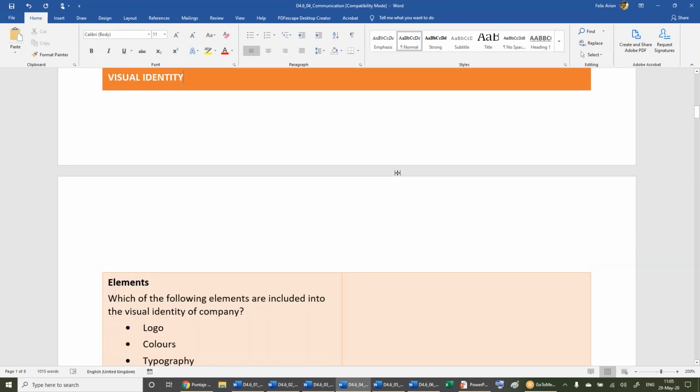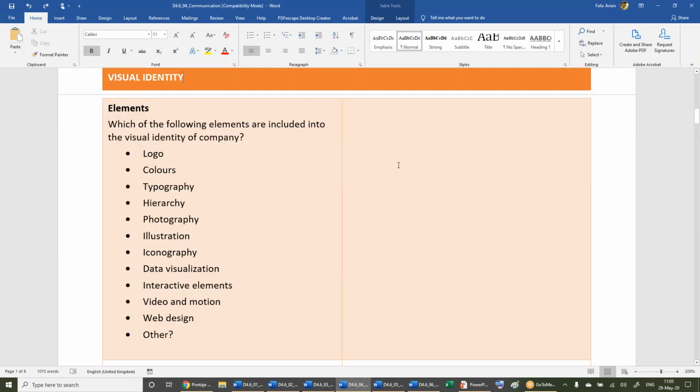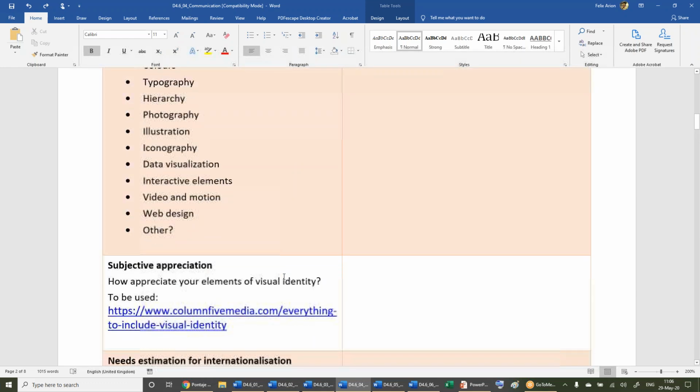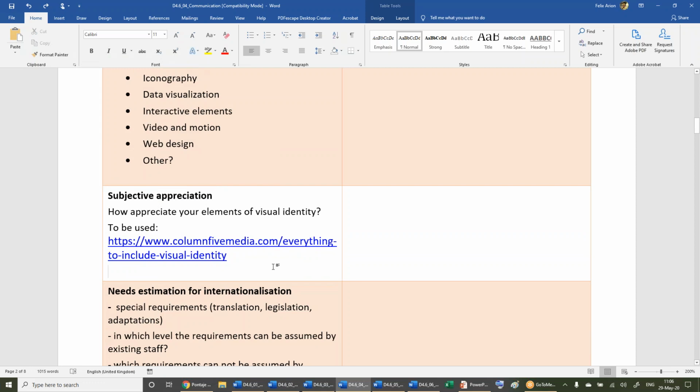So if you are starting with the visual identity, firstly, you have to look at your company and see which of those elements you already created and are clear and recognized on the market, meaning logo, colors, typography, photography, illustration, iconography, data, web design, and many others. Are all those very clear or not? And of course, how you appreciate your elements of visual identity, because it's subjective, it's up to you to say it's good, we have to improve it, I don't like the colors. But anyway, no matter how subjective it is, take a look at what experts said. So we provide you a link there.